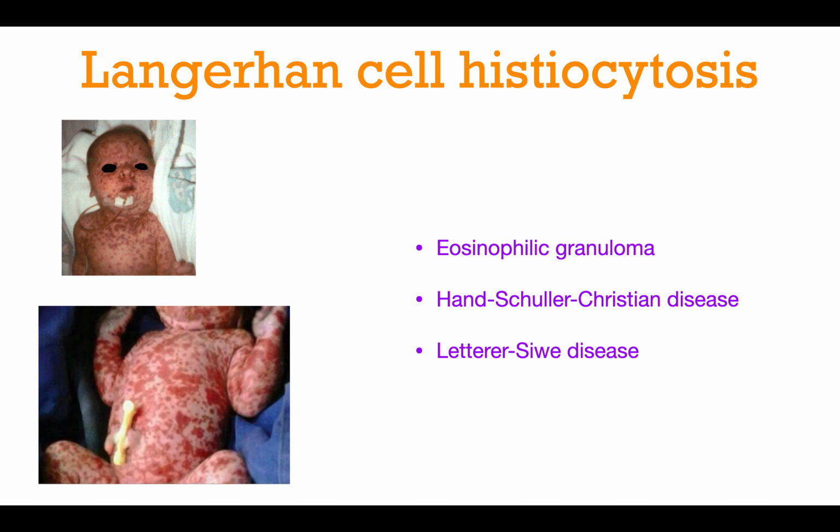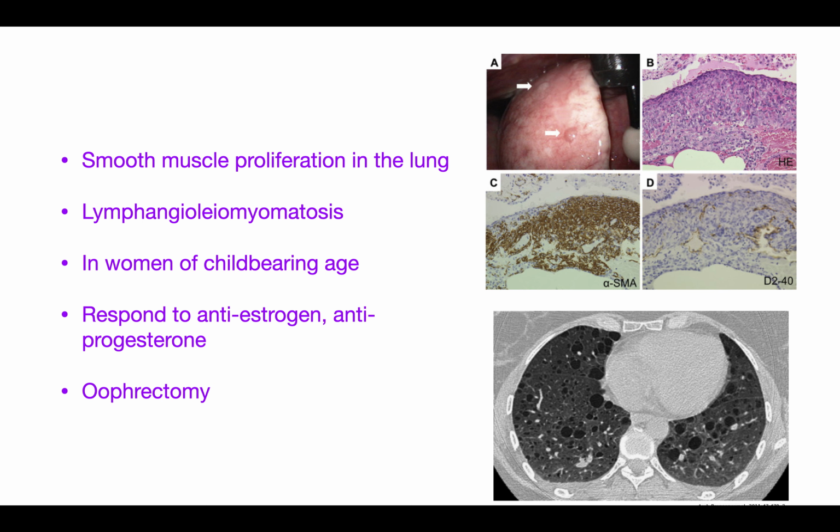Langerhans histiocytosis is going to be an eosinophilic granulomas, and they can be very disseminated into Hand-Schüller-Christian disease, or they can affect the very, very young. In those diseases, there's going to be smooth muscle proliferation in the lungs, especially in the lymphangioleiomyomatosis. So in all of that, that's what they affect: the lymph, the vessels, and the uterus. So in general, they affect women, and they do respond pretty well to anti-estrogen, anti-progesterone, and oophorectomy.